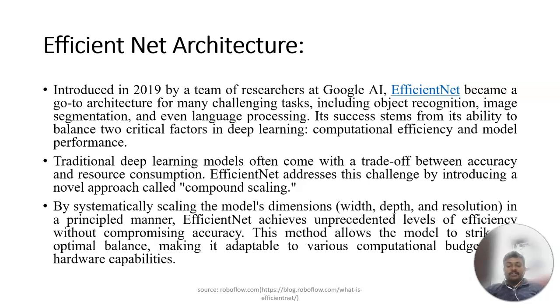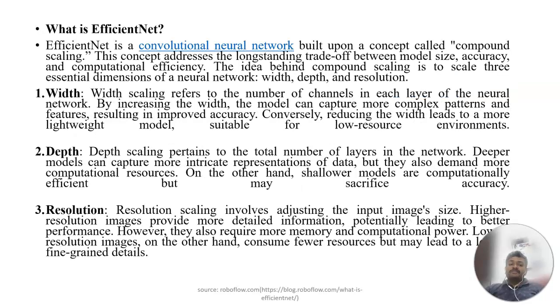And why do we need EfficientNet, and what is meant by EfficientNet? EfficientNet is nothing but a convolutional neural network, that is, a CNN. It is built on compound scaling. We already know this scaling is done systematically on the dimensions of width, depth, and resolution of the model. So here we are discussing what is meant by width, depth, and resolution of the model.